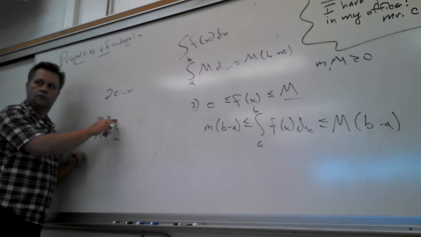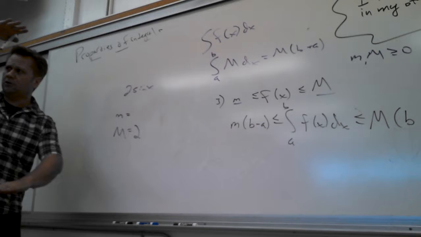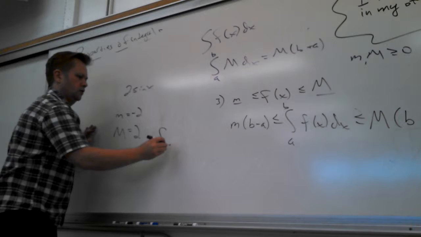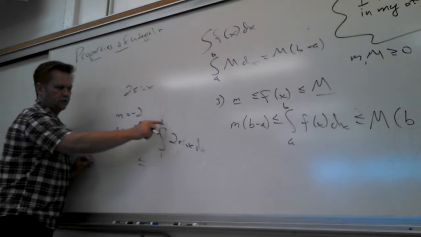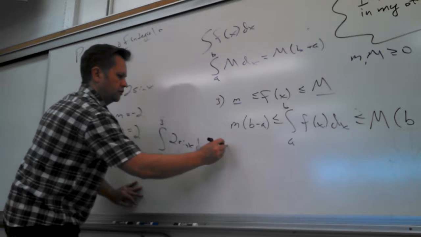What does 2 sine x go from negative to? Amplitude? Negative 2. Yes, negative 2 to 2, right? So the integral of 2 sine x from 1 to 3, I can say it's less than or equal to 2 times 3 minus 1, and greater than or equal to negative 2 times 3 minus 1. So it's in between negative 4 and 4.